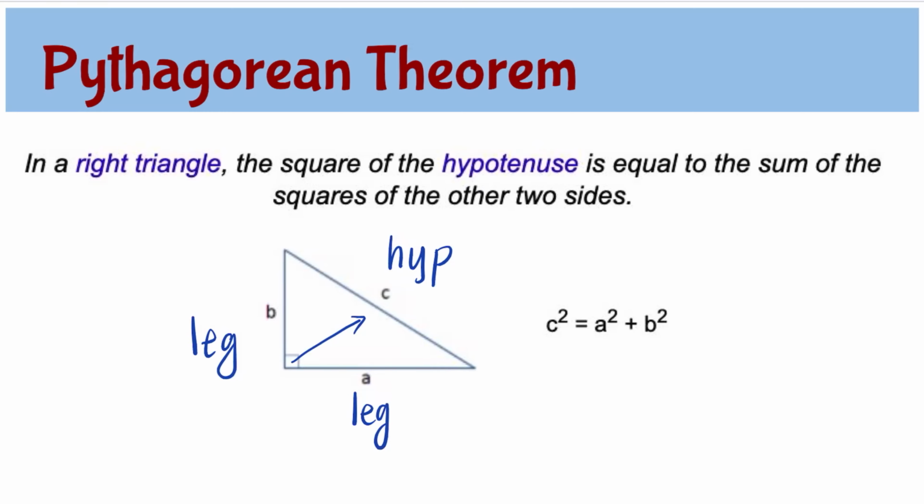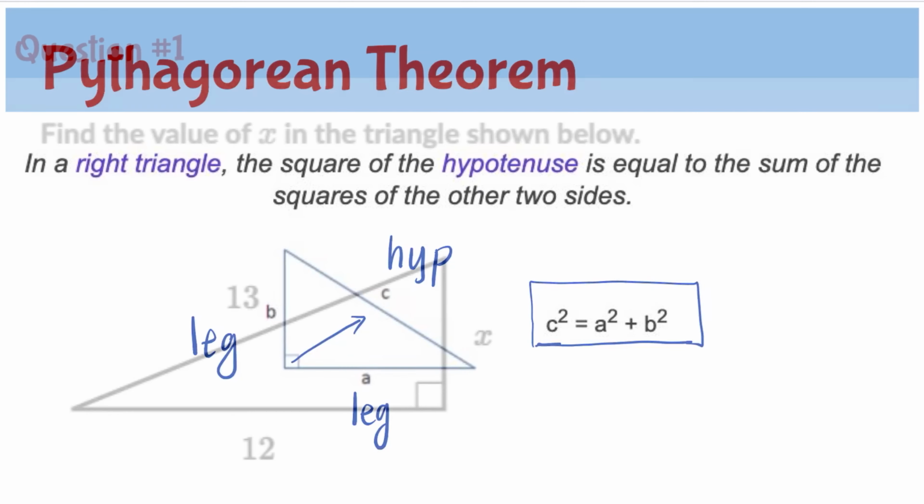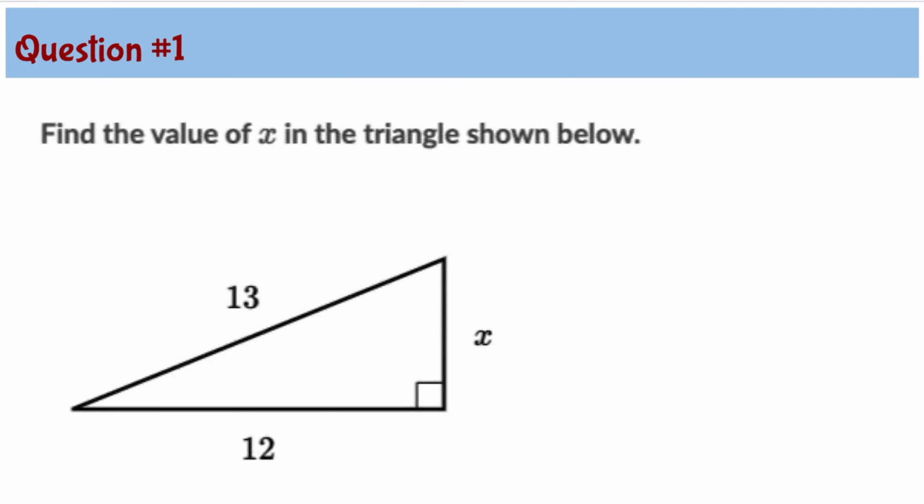And according to the theorem, the square of the hypotenuse C, so we have C squared, is equal to the sum of the squares of the other two sides A and B. That is why the formula is C squared equals A squared plus B squared. Now let us use the Pythagorean theorem to calculate the missing side of any right triangle.